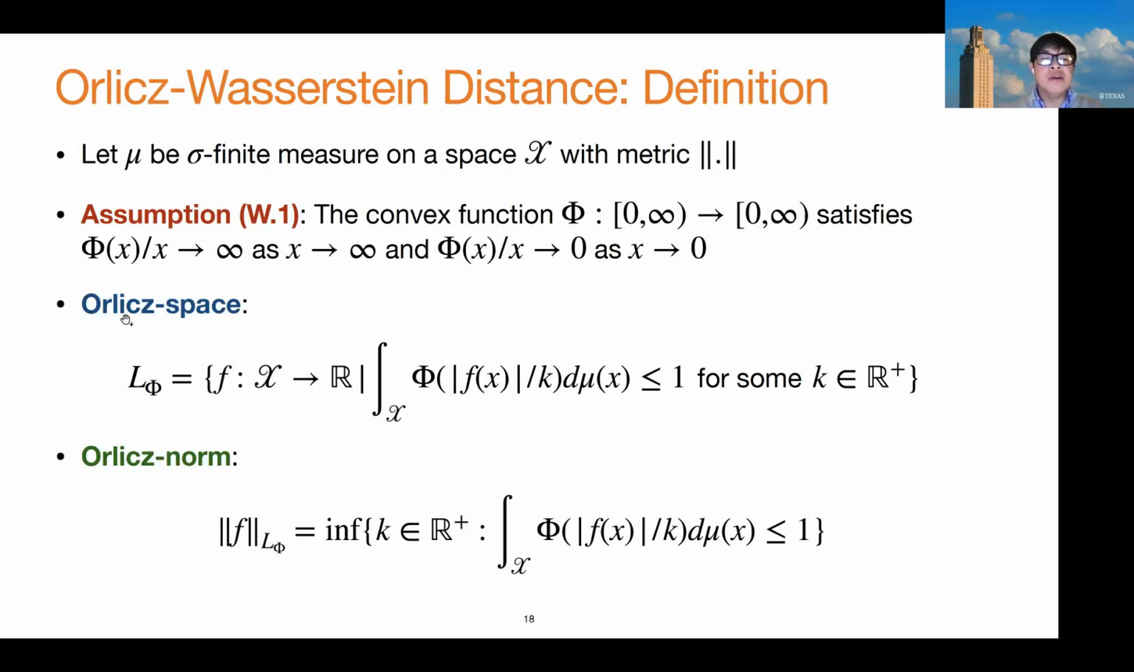Then we also define the Orlicz space. The idea is basically that we try to define L phi on a function f, right?